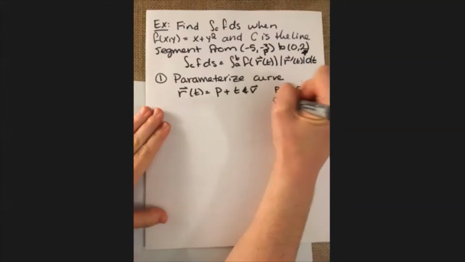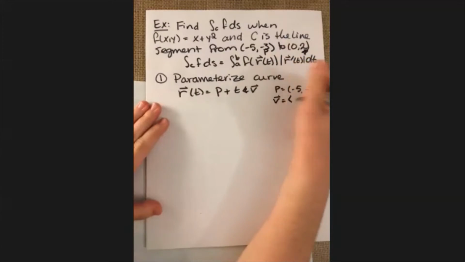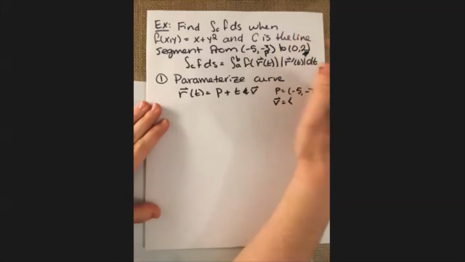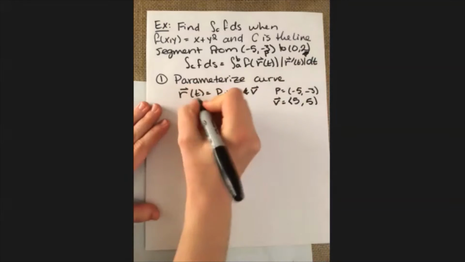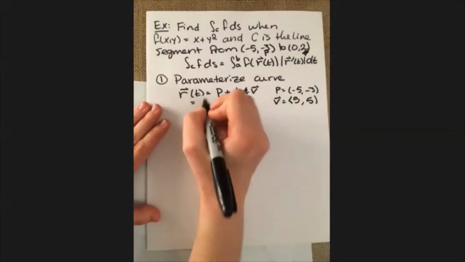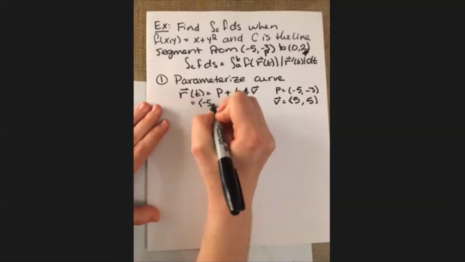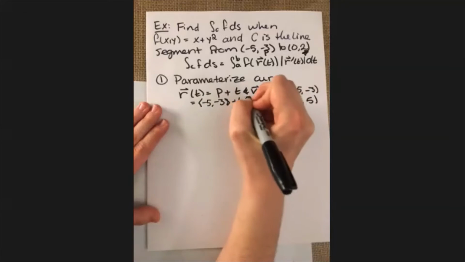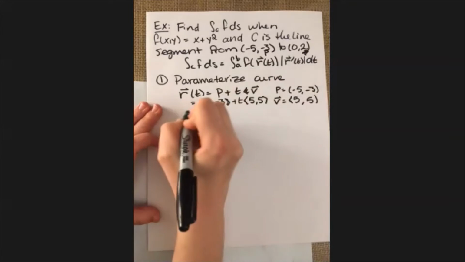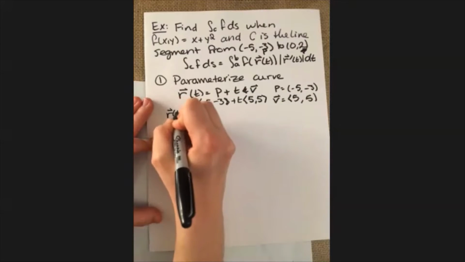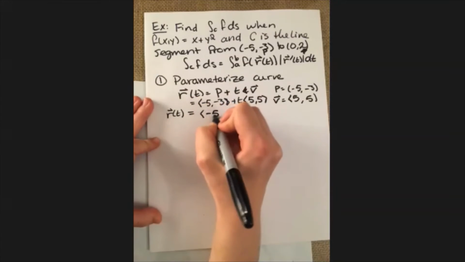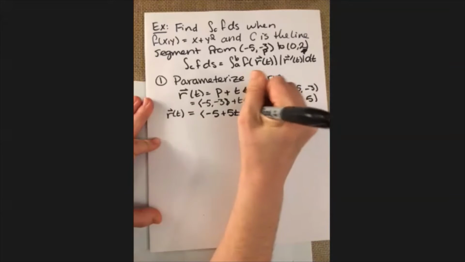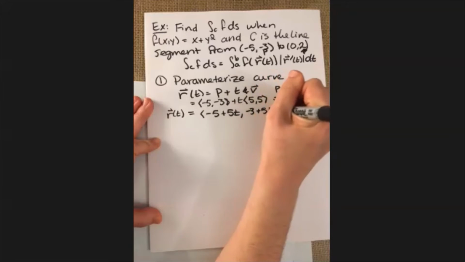And then our vector V is just equal to the difference between those 2 points. So we'll have 0, 2, -5, and then 2 minus -3, which is 5 as well. So filling this in, my parameterization becomes -5, -3, plus t times this vector here, which I can rewrite as -5 plus 5t, and then -3 plus 5t as well.